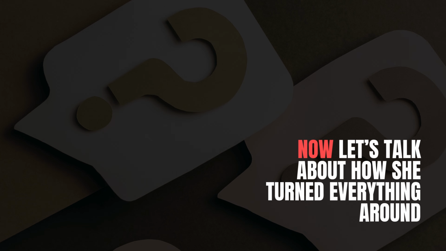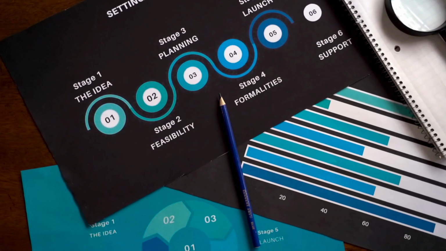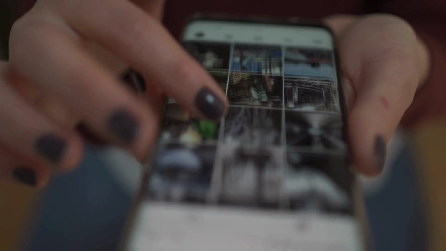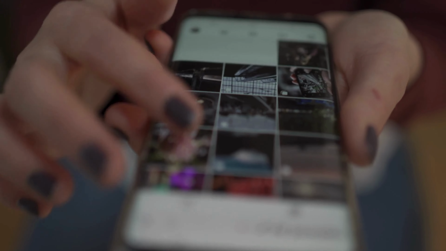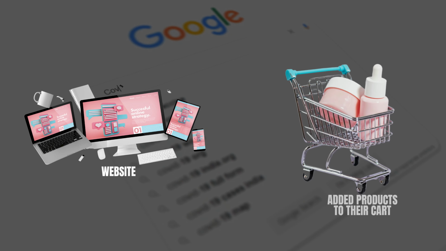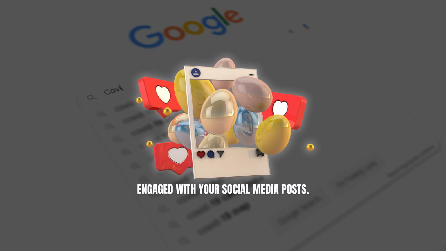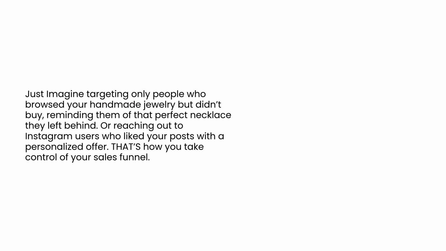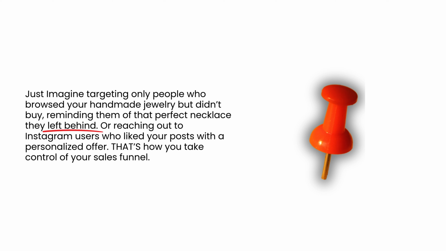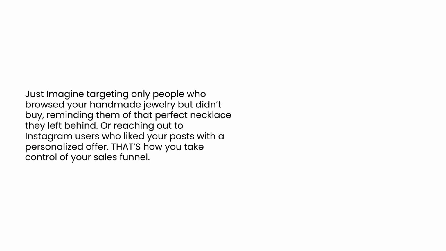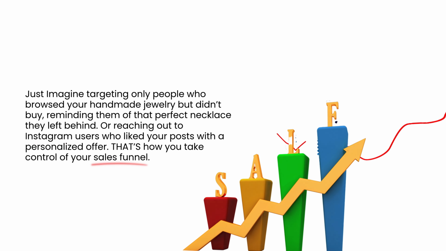Now let's talk about how she turned everything around and started seeing real results with one game-changing move. Custom audiences. This Facebook ads feature lets you re-engage people who are already familiar with your brand, whether they visited your website, added products to their cart, or engaged with your social media posts. Just imagine targeting only people who browsed your handmade jewelry but didn't buy, reminding them of that perfect necklace they left behind. Or reaching out to Instagram users who liked your posts with a personalized offer. That's how you take control of your sales funnel.